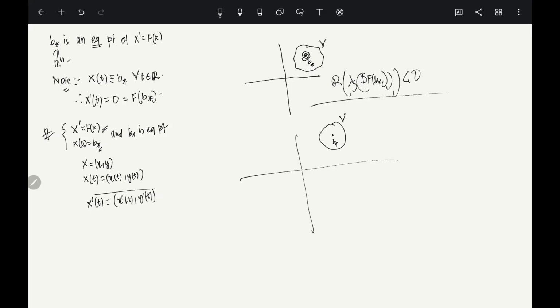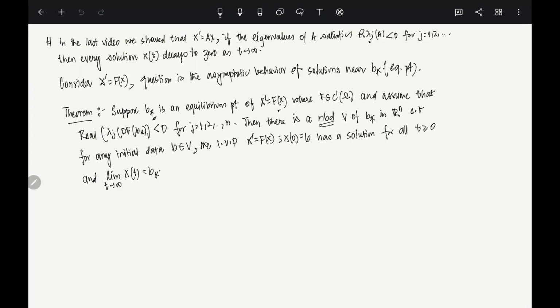Here it is saying that the same sort of thing happens. If you start with a b very close to b star, in a neighborhood V of b star, and you take any b from V, then the solution starts from there, and for all t there is a solution, and as t tends to infinity it actually goes towards b star. That's what it is saying.